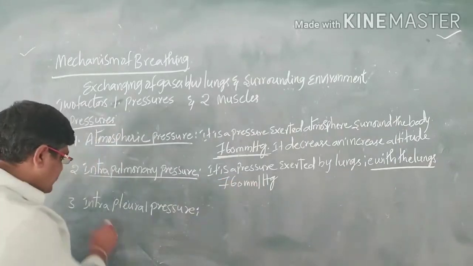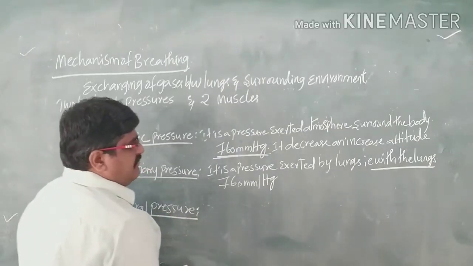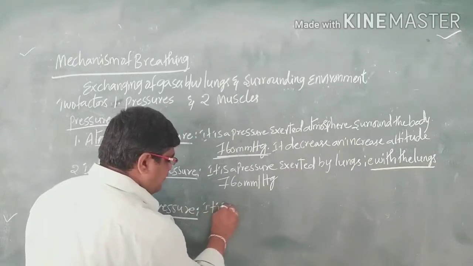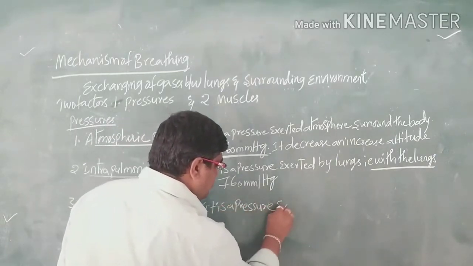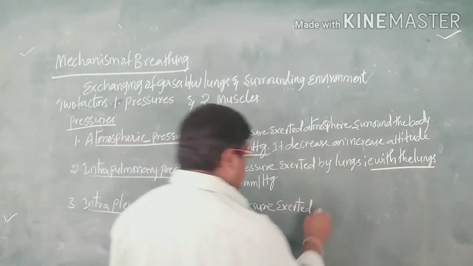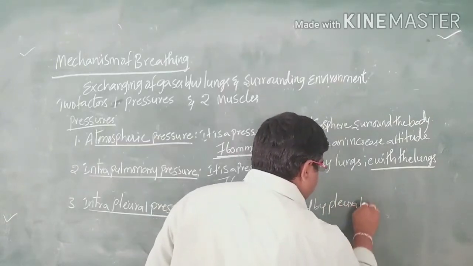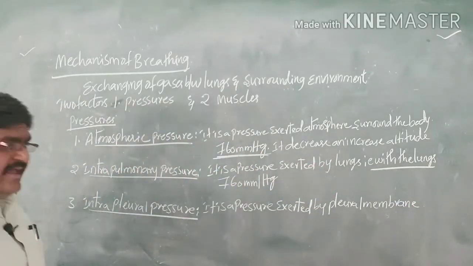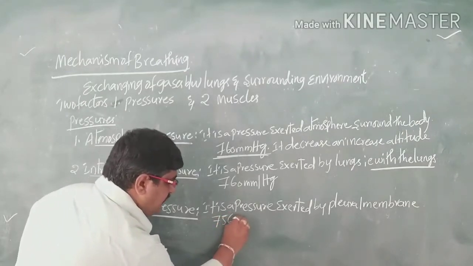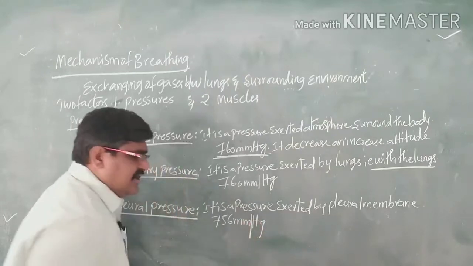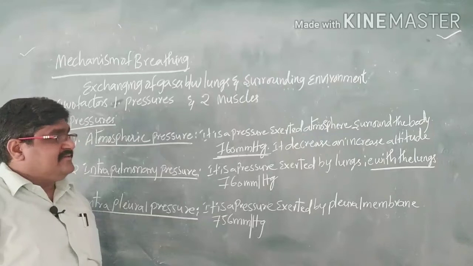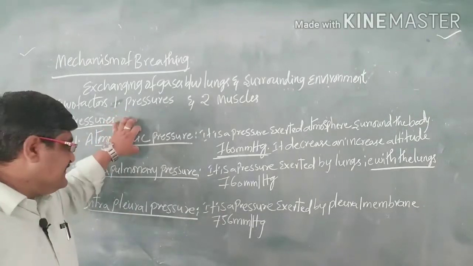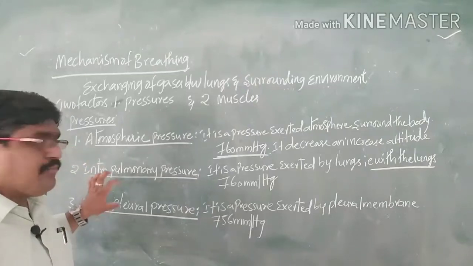Next, the pleural pressure. It is the pressure exerted within the pleural membranes. The pressure exerted by the pleural membrane is called intrapleural pressure, which is 756 millimeter Hg. So these are the three pressures: atmospheric pressure, intrapulmonary pressure, and intrapleural pressure.